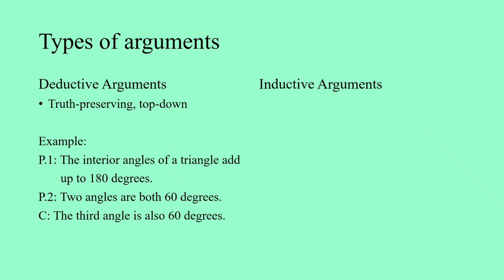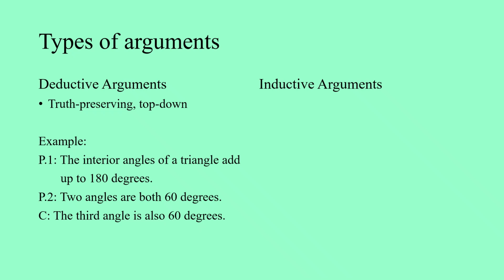So if I gave you this argument, that the interior angles of a triangle add up to 180 degrees, that's just a rule of geometry, that's the system. The second premise being that I know two of the angles and they're both 60 degrees. That means I can conclude that the third angle is 60 degrees. So if you ever did geometrical proofs in high school, that's a type of deductive argument.